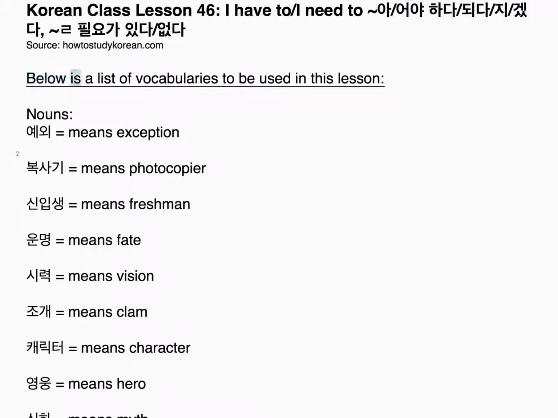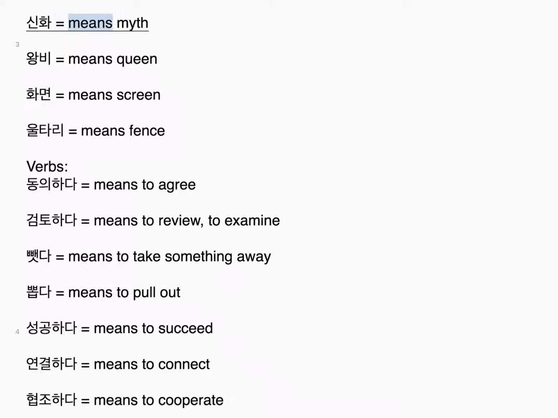howtostudykorean.com. Below is a list of vocabularies to be used in this lesson. Nouns. 예외, means exception. 복사기, means photocopier. 신입생, means freshman. 운명, means fate. 시력, means vision. 조개, means clam. 캐릭터, means character. 영웅, means hero. 신화, means myth. 왕비, means queen. 화면, means screen. 울타리, means fence.